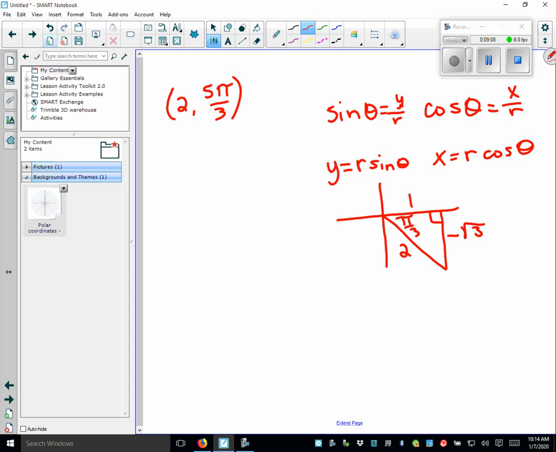That's what they said. All right, so what is x? X equals 2 times what? 1/2. Yeah. What is y equal to? 2 times radical 3 over 2. So, what is my point? 1, negative radical 3. Yep. Okay. I can do that.